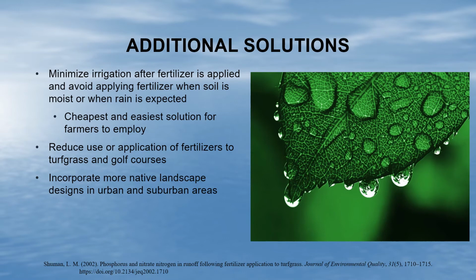Some additional ways that we can reduce the nutrient loads that end up in our river systems is to minimize irrigation after fertilizer has been applied and avoid applying fertilizer when soil is moist or when we expect rain to occur. This is probably the cheapest and easiest solution for farmers to employ, as it would have really no costs or effects on their yields.